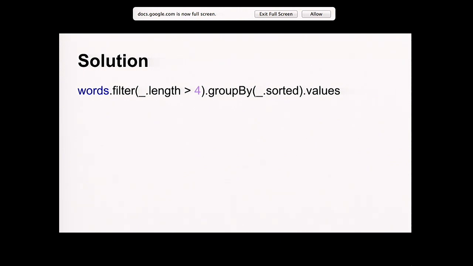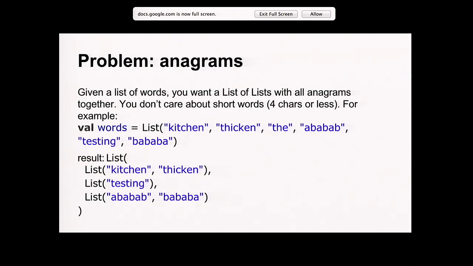Why didn't you need to make all of the stuff sorted in lowercase? Like for example, you had kitchen. I didn't deal with case. You didn't deal with case there? No, they're all lowercase. So yes, if they were uppercase, then you would map to lowercase first. Or that would be one way of doing it, at least.